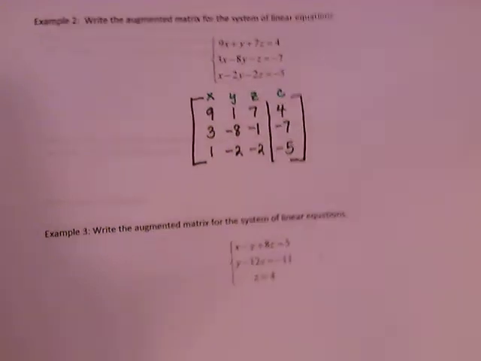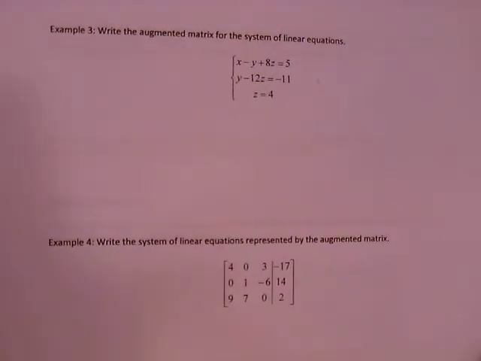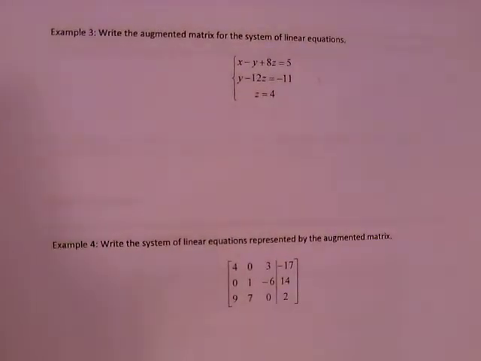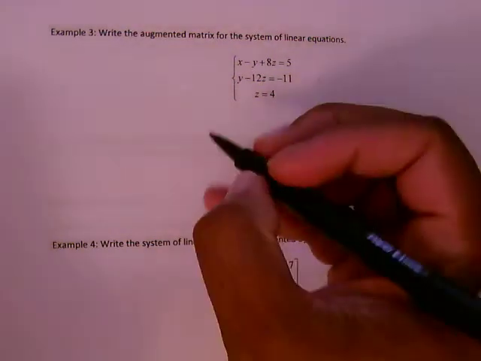Okay, here's another example. This is example 3. You're going to write the augmented matrix for the system of linear equations. In this case, we have x minus y plus 8z is equal to 5, and then y minus 12z is equal to -11, and z is equal to 4.